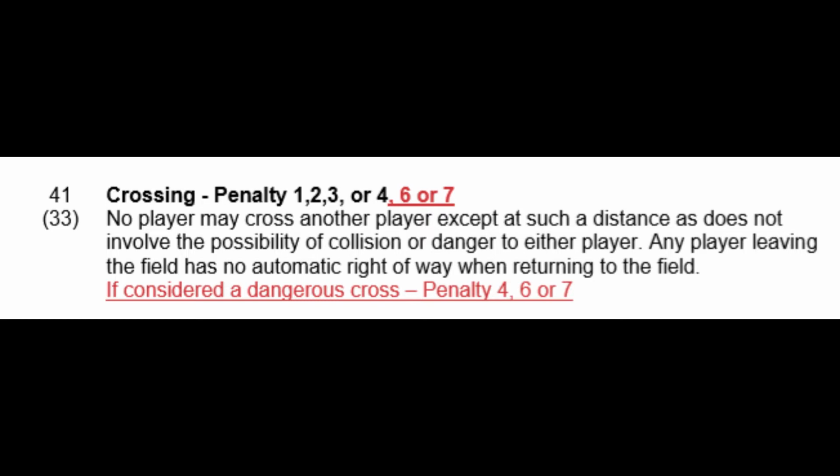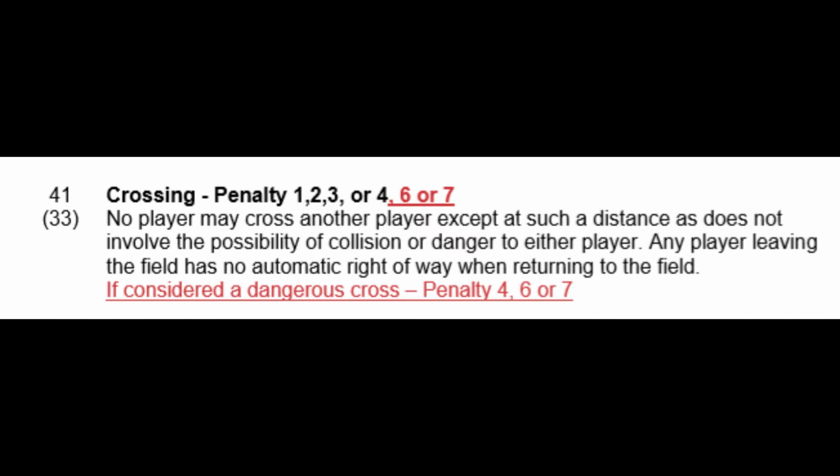Rule 41 then, crossing. And it looks like we've had some amendments here, Ian, in the red pen. So this is going to be new for this year's rule book. Yeah, so this again is just tidying up the rule book and making it clear where there's dangerous play, it should be a penalty 4 or above.